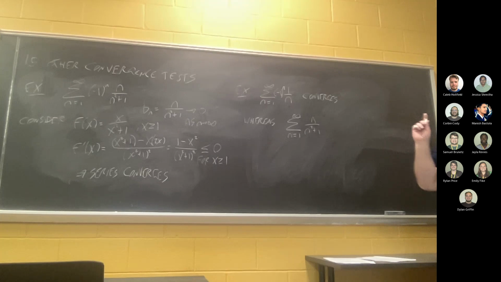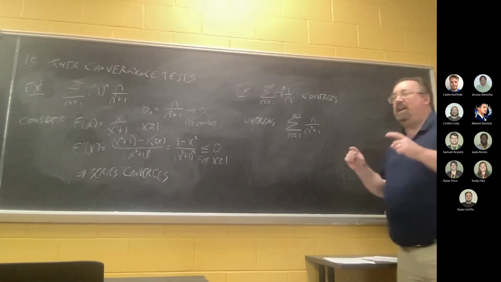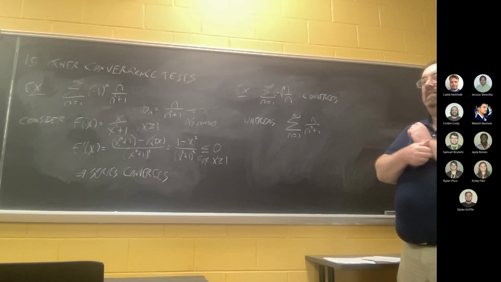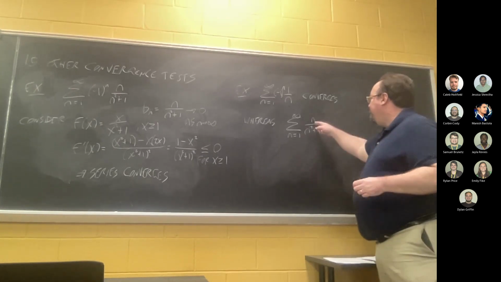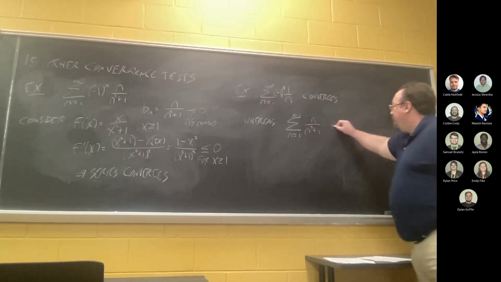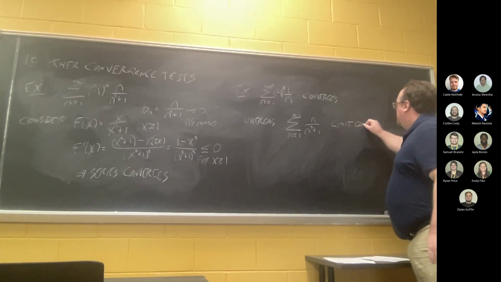Limit comparison with what simpler series? 1 over n. And why did you choose 1 over n? What led you to that choice? Take the leading terms. The top is degree 1, the bottom is degree 2. You take the difference. So you do limit comparison.